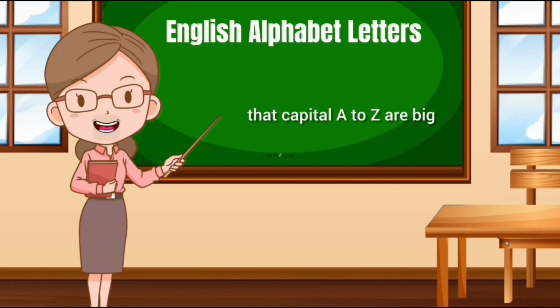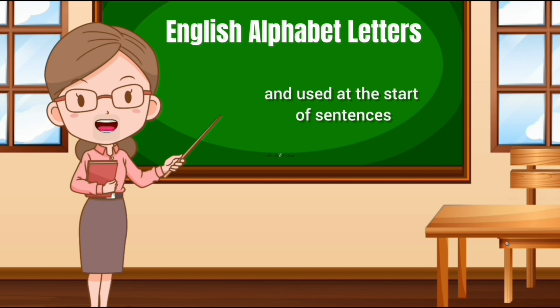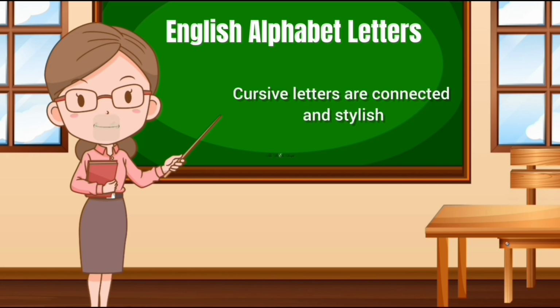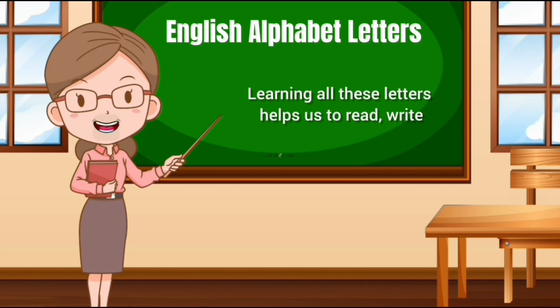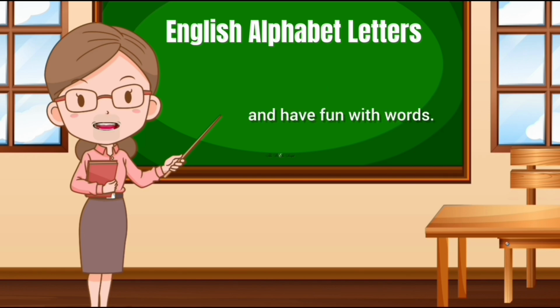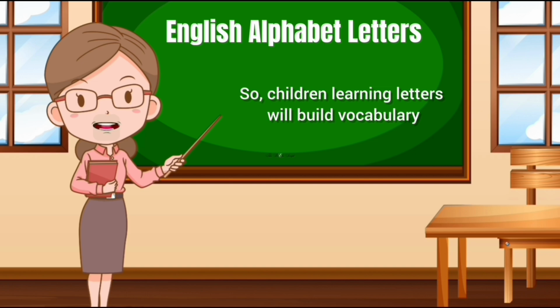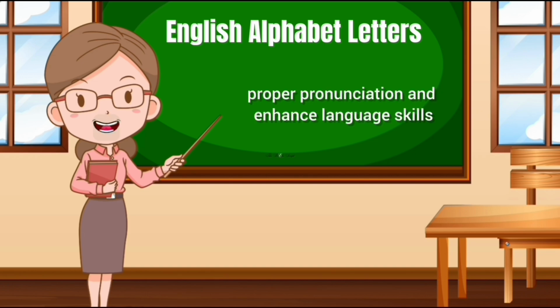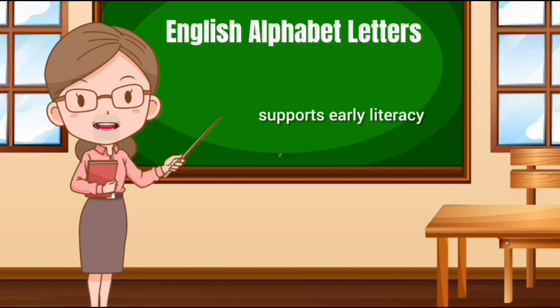Basically, we should know that capital A to Z are big and used at the start of sentences. On the other hand, small letters a, b, c to z are smaller and used in most writing. Cursive letters are connected and stylish. Learning all these letters helps us to read, write, and have fun with words. So, children learning letters will build vocabulary, proper pronunciation and enhance language skills, support early literacy, encourage communication and boost our confidence level. Let's start.